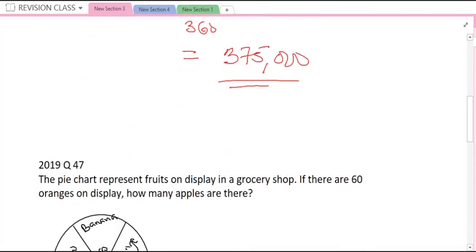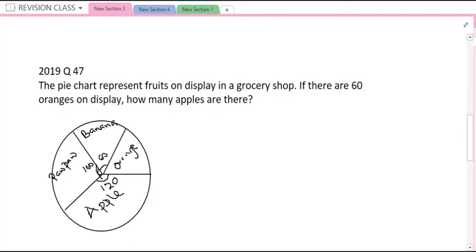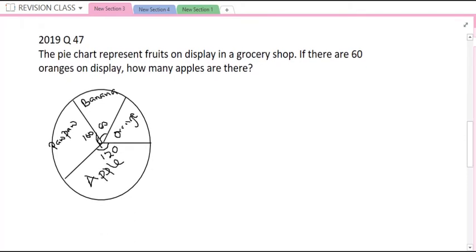Let's take another question. This question is from 2019, question 47. Please note, these are regular in WAEC questions, so you need to pay attention and understand this very well. The question reads, the pie chart represents fruits on display in a grocery shop. If there are 60 oranges on display, how many apples are there? Now, this is a bit different from the last one we solved, but the same method would be employed.